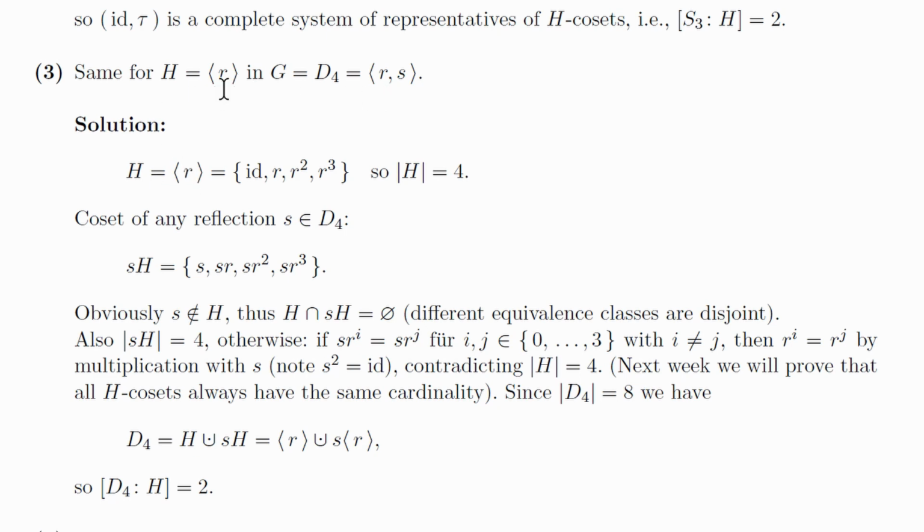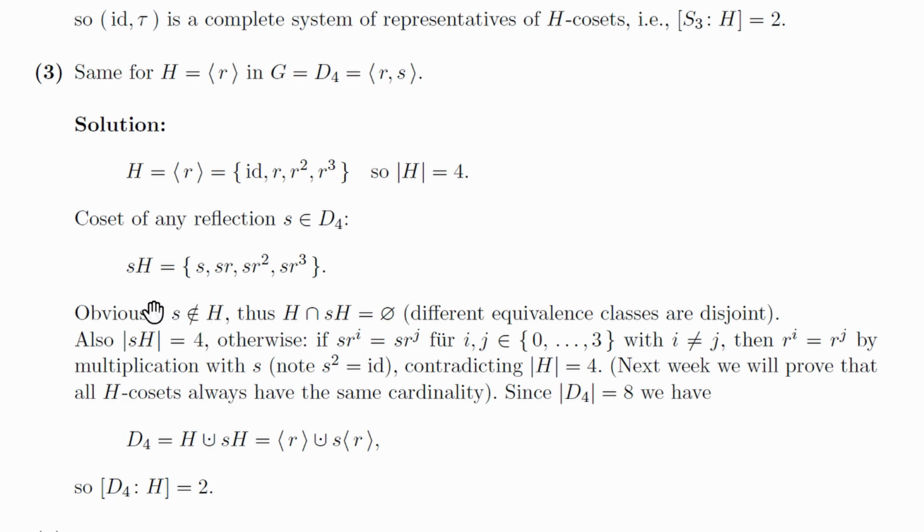Okay, because R is of order 4, this cyclic subgroup consists of 4 different elements, namely those powers here, where R to the 4th power is the identity. So I have 4 elements in here. Now if I take any reflection, then the coset of this reflection with respect to H looks like this. And obviously a reflection does not lie in here because those are all rotations and a reflection is no rotation.